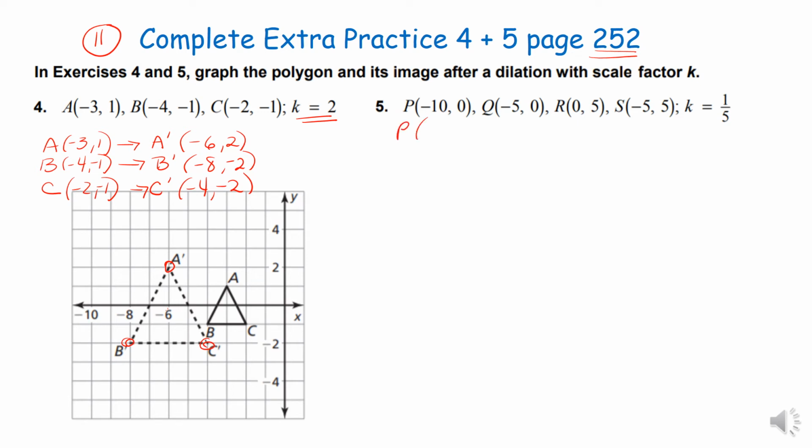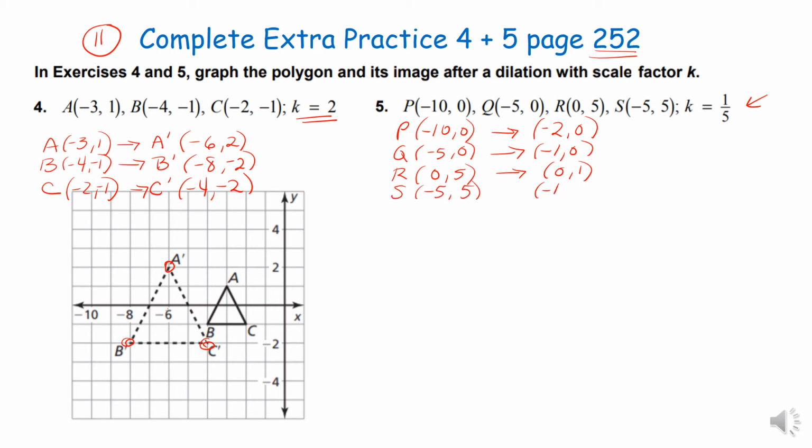Okay, so let's try this one. The original P is negative 10, 0. I'm going to reduce it, because this is 1/5, less than 1, by 1/5. So it's going to be negative 2, 0. Remember, 0 times anything is 0. Q is negative 5, 0, so that becomes negative 1, 0. This is a quadrilateral, so R is 0, 5. That becomes 0, 1. And S is negative 5, 5, and that becomes negative 1, 1.